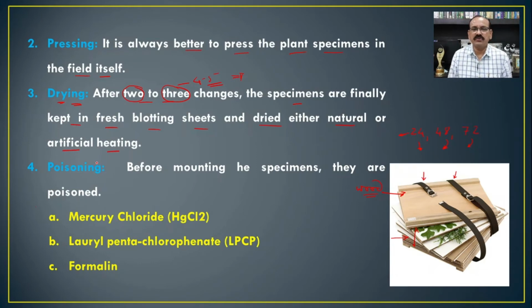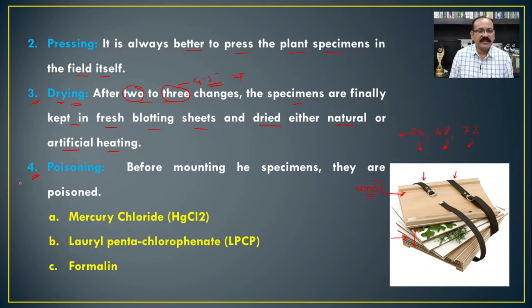If we are using the oven, in such cases we have to wrap the specimens in the blotting papers and inside aluminum foils also. So in this way the specimens which are collected and pressed will completely dry, so that they can be preserved for a longer time.